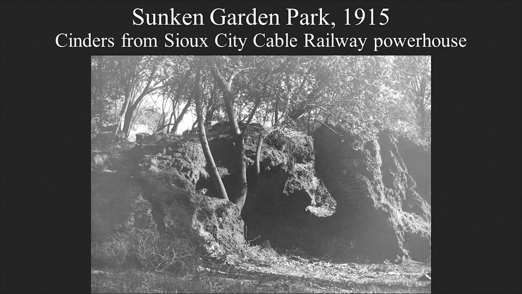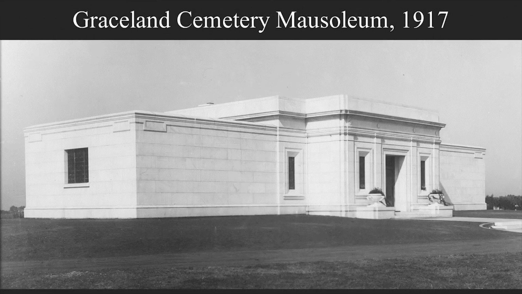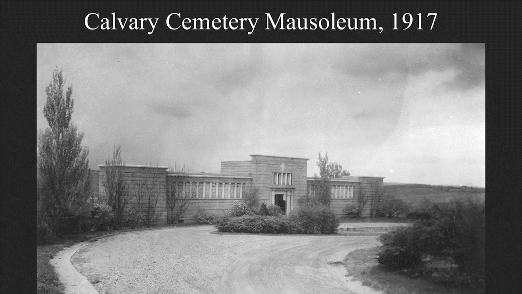Sunken Garden Park became a city park in 1915. The feature of this park are, of course, the cinders that are leftover coal sludge from the Sioux City Cable Railway Company powerhouse. The Graceland Cemetery Mausoleum was built in 1917. Also, in Calvary Cemetery, their new mausoleum was built in 1917.